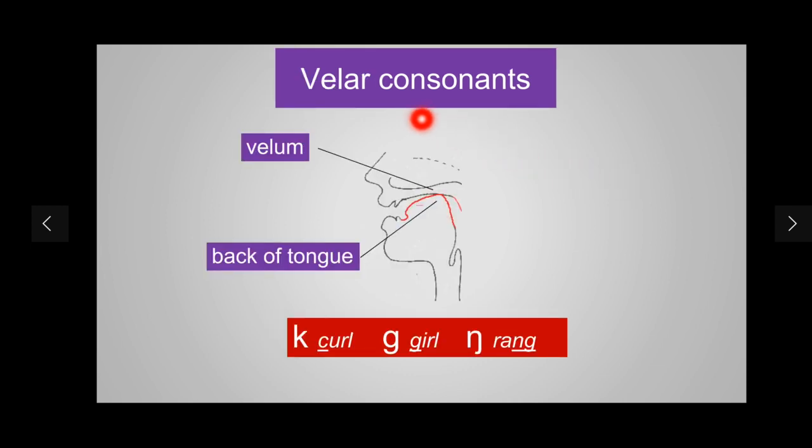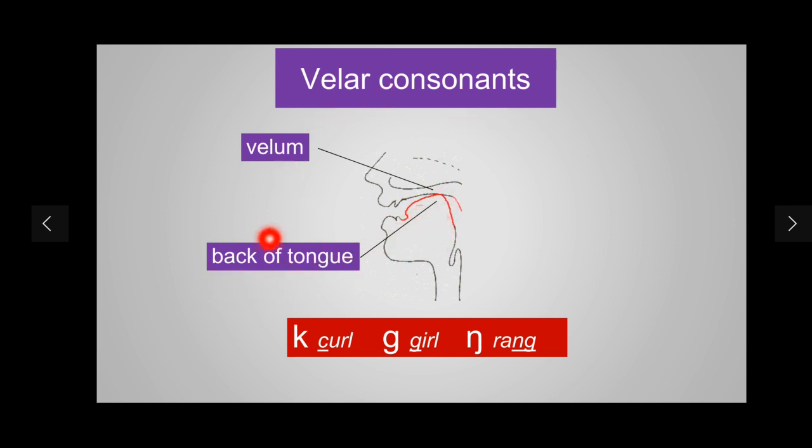Velar consonants. We are using the velum to produce velar consonants, and we are using the back part of the tongue. So the back part of the tongue would be the active articulator. This is the back part of the tongue. And the velum then would be the passive articulator. Why do we call it a passive articulator? Because we do not move it in sound production. And we use the back part of the tongue because it's movable. That's why it's called the active articulator.